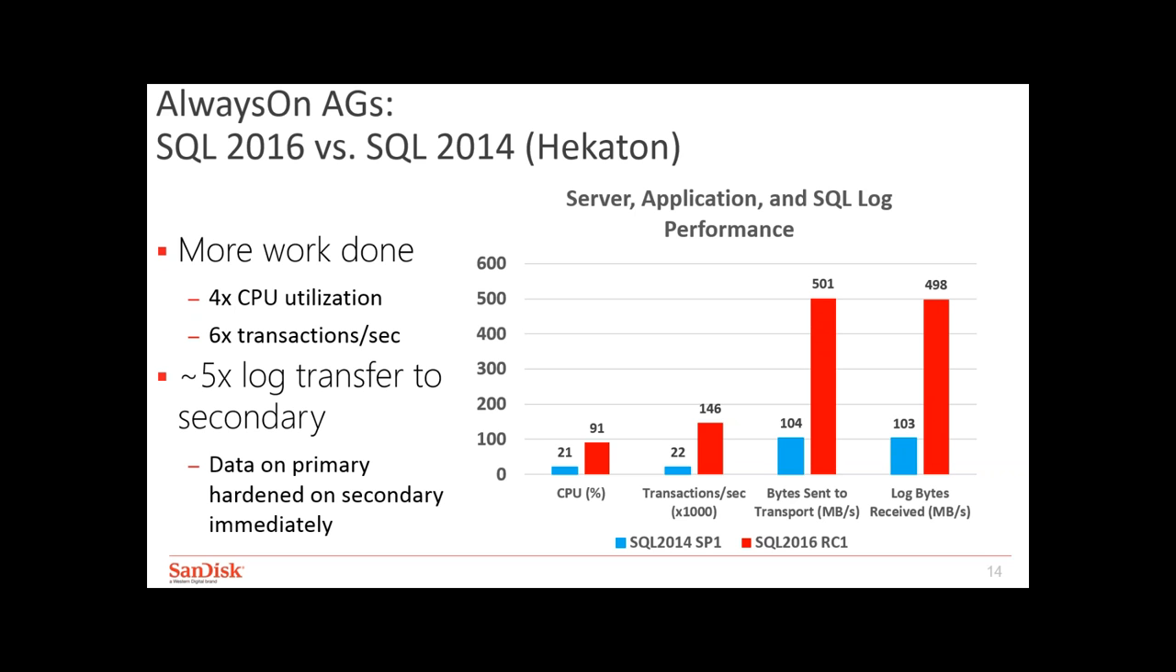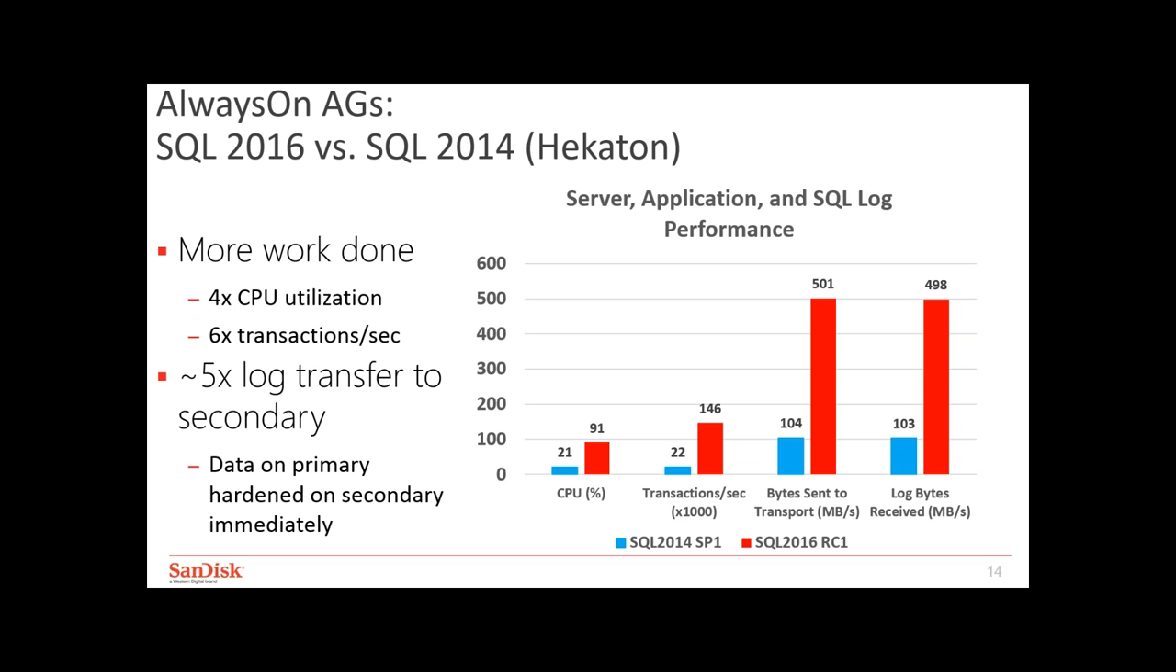The transfer to the secondary, you can easily see the bottleneck I'm talking about here. Look at before, we were stuck at, and again, this is Hekaton, 104 megabytes per second. In 2016, we're getting half of a gigabyte across the wire. And folks, not very much special tuning was required to do this. We installed the hardware, we installed SQL Server, we ran our benchmarking tool, and it was basically as simple as that.